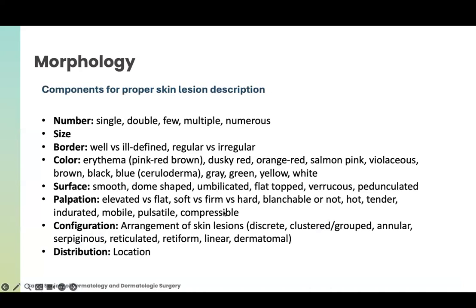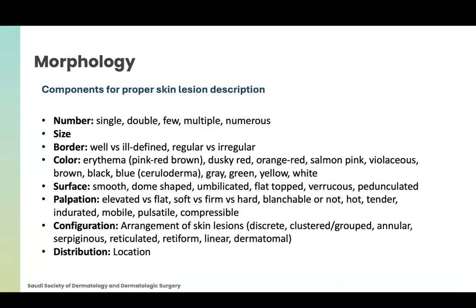Okay, so now that we've described our primary and secondary skin lesions, what do we need to properly describe these skin lesions? Obviously, when I'm on call, I'm not just going to call you and tell you, well, I have a macule on the patient's back. Okay, what are we going to do with this macule, right? In order to form a differential diagnosis, I have to know how many macules they have?